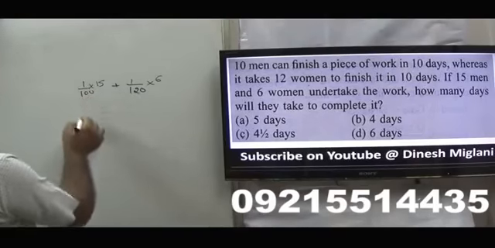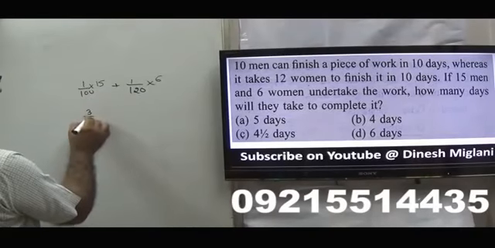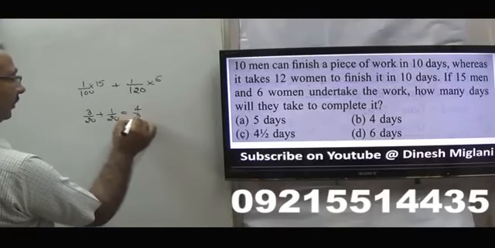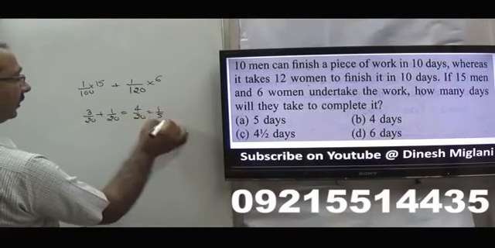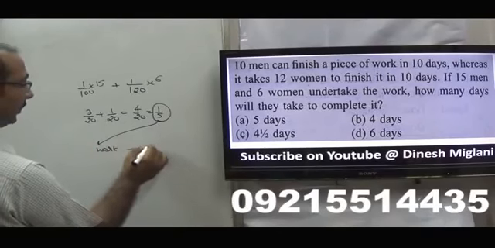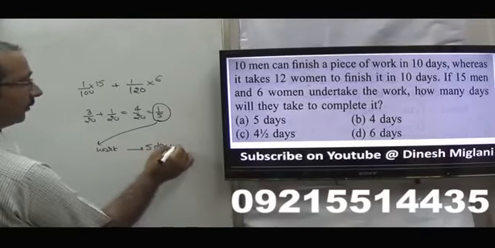Now just solve it. You may take it as 3 upon 20 plus 1 upon 20, or you may say 4 by 20, or you may say 1 by 5. You may say they can do 1 by 5 of the work in 1 day. It means the time they take to do the work is equal to 5 days.